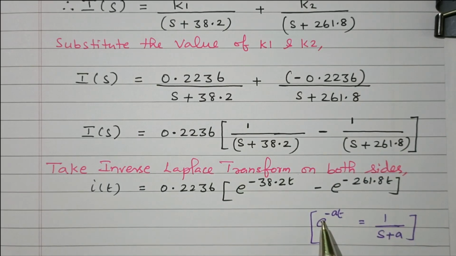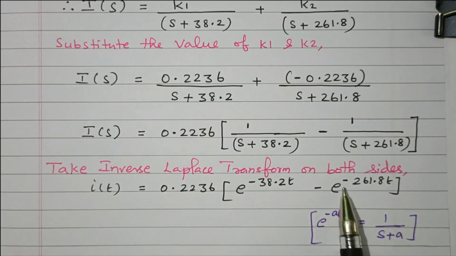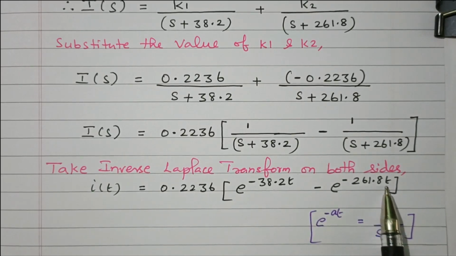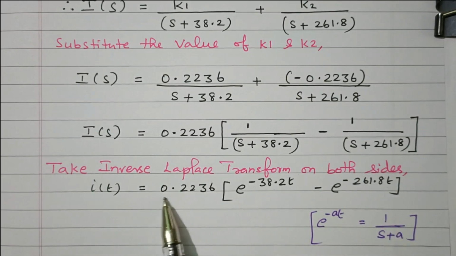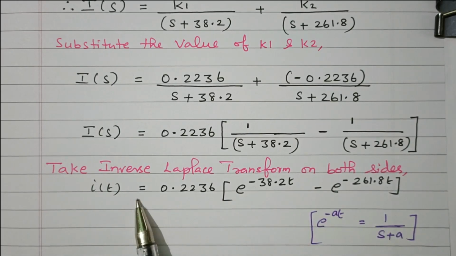So based on that we can write e power minus 38.2 t minus e power minus 261.8 t. So this is the final equation, the transient current of the RLC series circuit. Right. The final equation. Now we'll go for the maximum value.